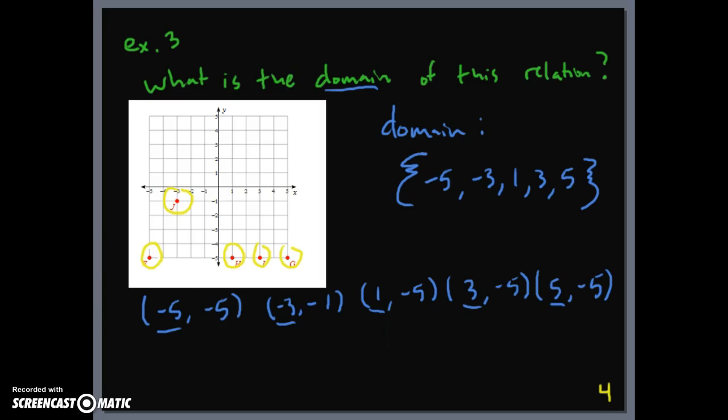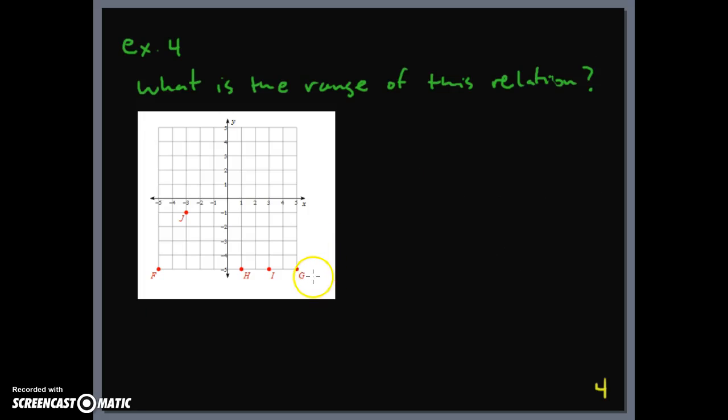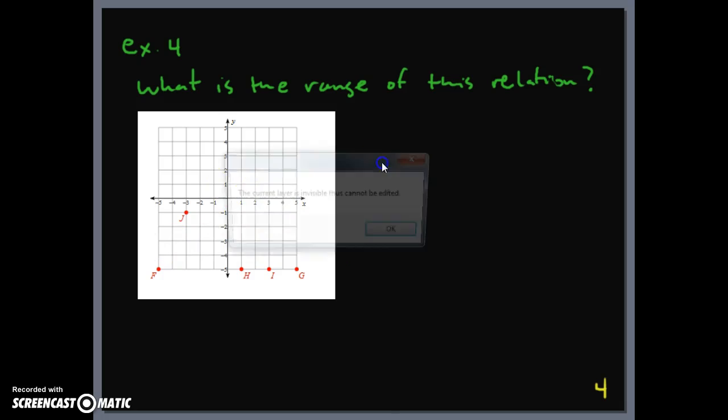Here's our last example for today. And here we're talking about range. So we've got our coordinate points again. This time I'm not going to list them out. What is the range?